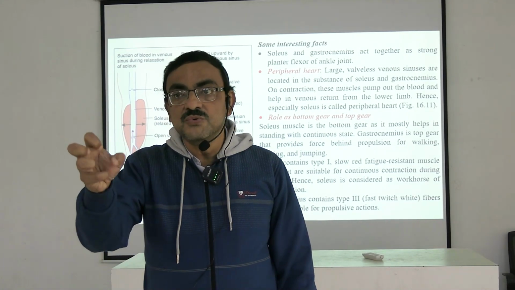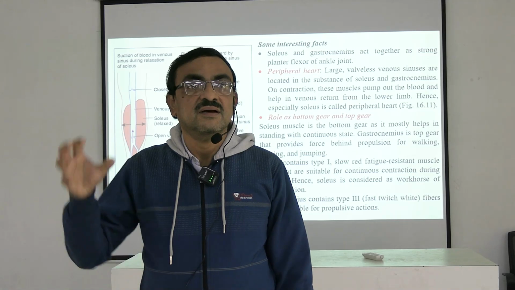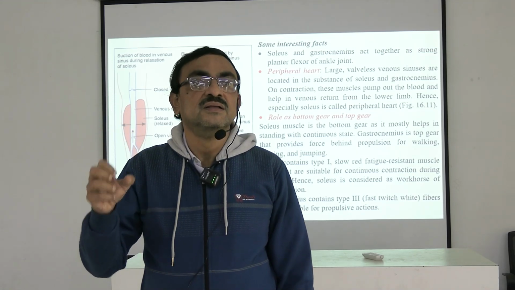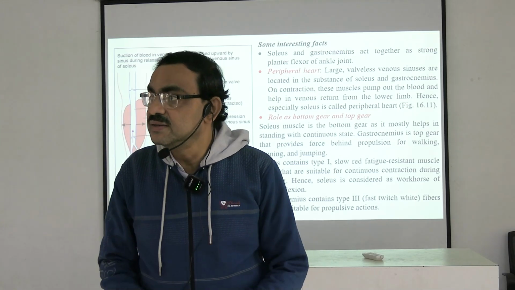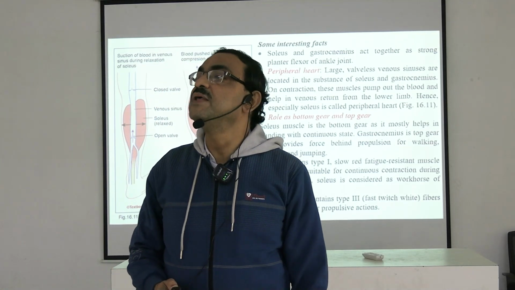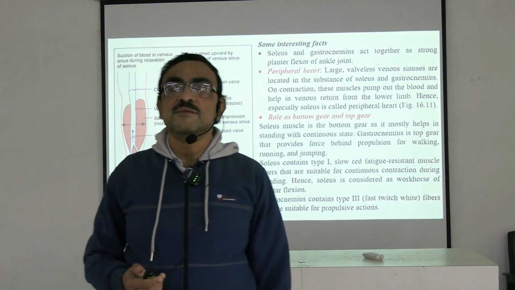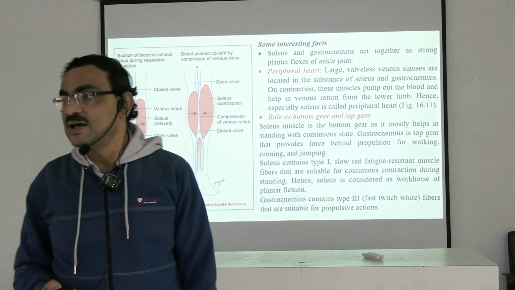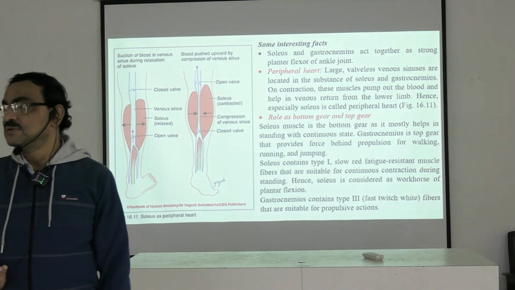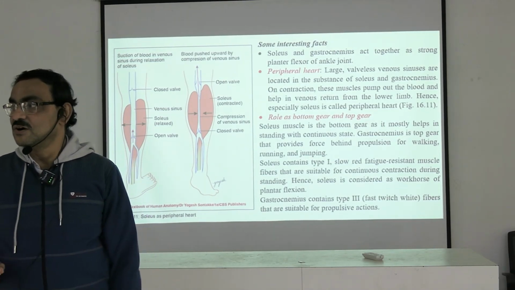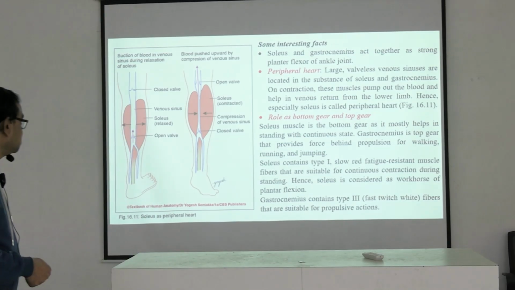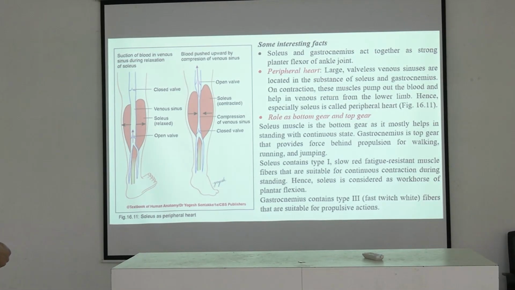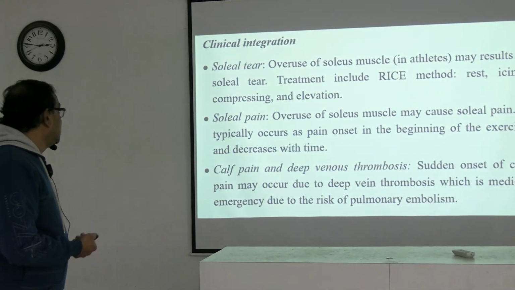So, due to the contraction of this muscle, there is flow of blood to the deeper plane. So, it is called the peripheral heart and it comes as a short note, peripheral heart. Soleus is the peripheral heart. You can see the compression of the vein, it enters into the deep veins. Okay. Soleal tear, soleal pain.